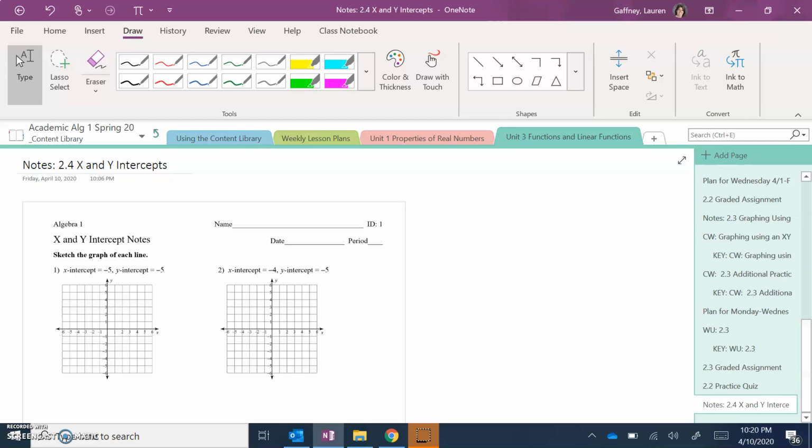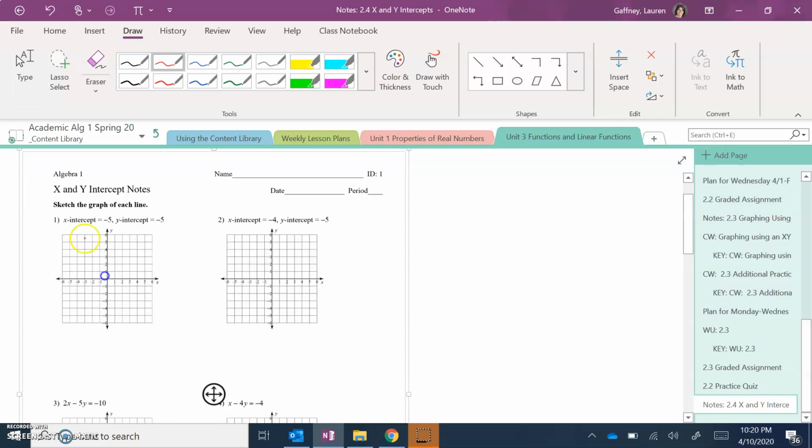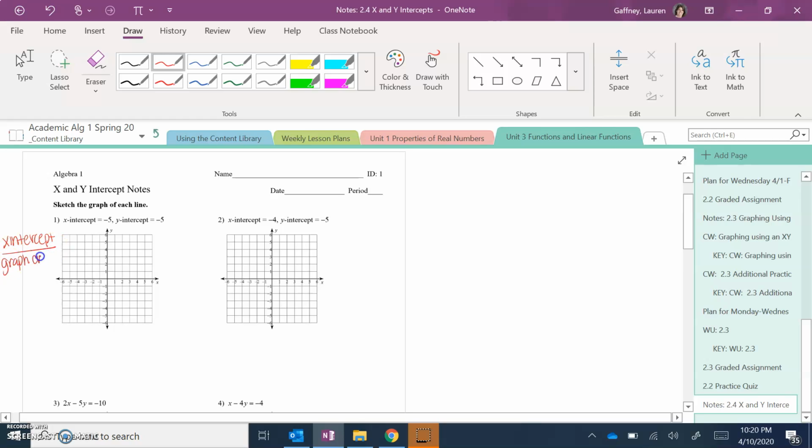All right, so let's dive into our next section. This is 2.4, X and Y intercepts. The x-intercept is where the graph crosses the x-axis. So here's our x-axis. It's where the graph is going to hit that. In this problem, it tells us that the x-intercept is crossing at -5. So that would be the ordered pair -5, 0. In the x-intercept, the y value is always 0.